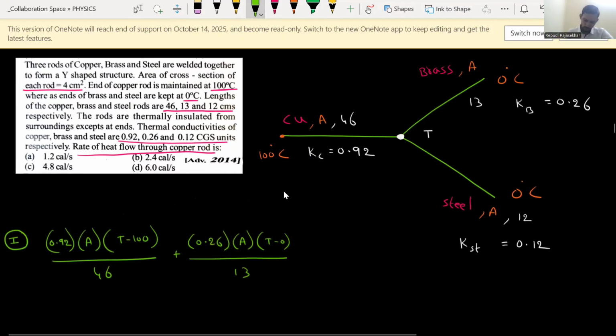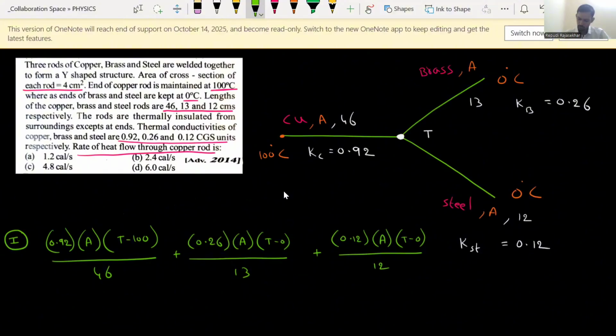Plus the other rod is also there, not only 2, 3 rods are there. Steel, thermal conductivity of steel is how much? 0.12, and A value is A only. Delta T value here also is T minus 0, whole divided by the length of steel, which is 12, which equals 0.